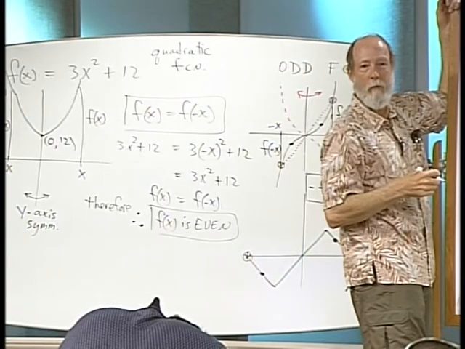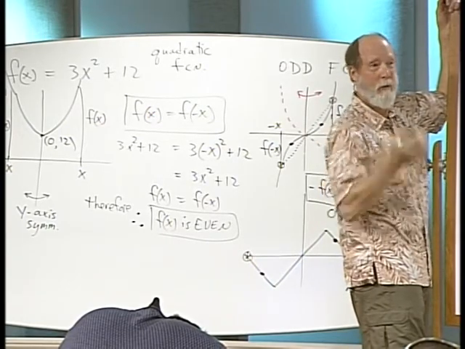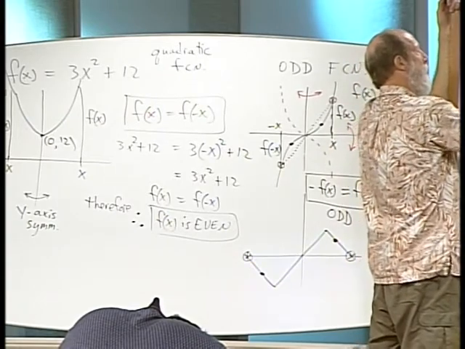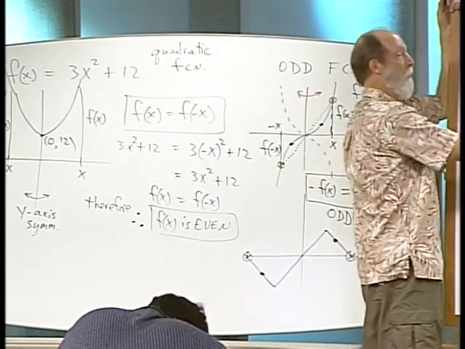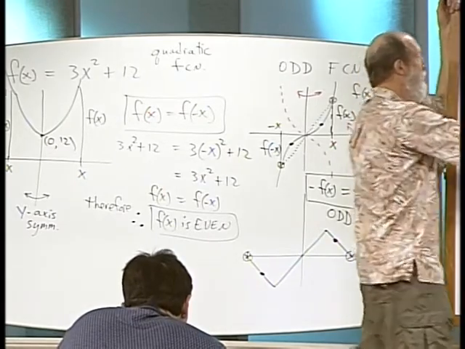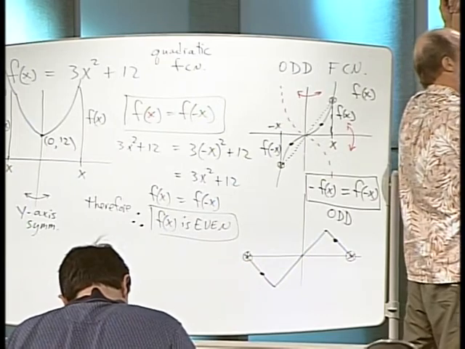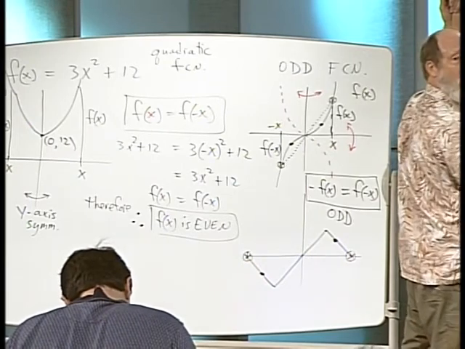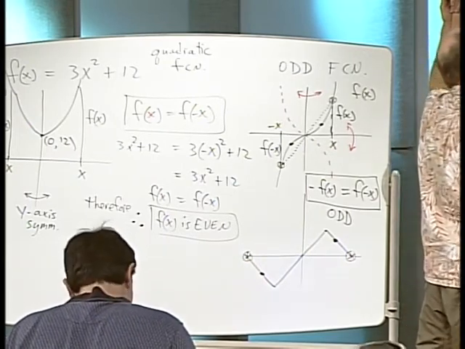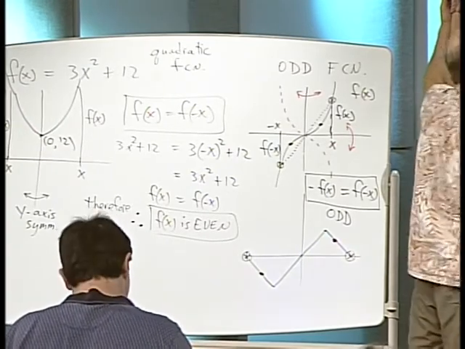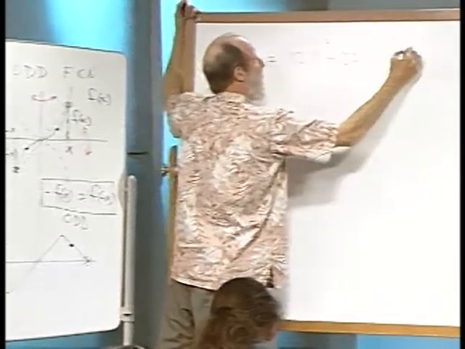What letter do you want to use? G? Okay, G sounds good. I'm going to call it capital G because it's a good function. Okay, G of x. How about something like 12x to the 7th power minus 20x cubed plus 3x.